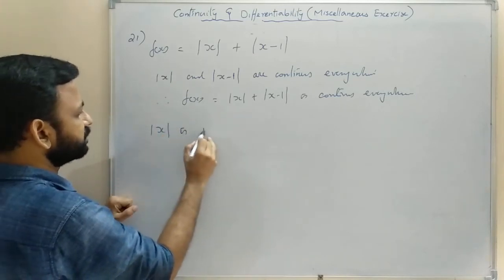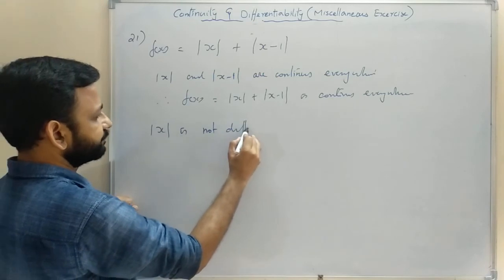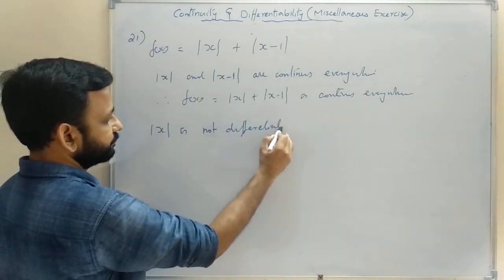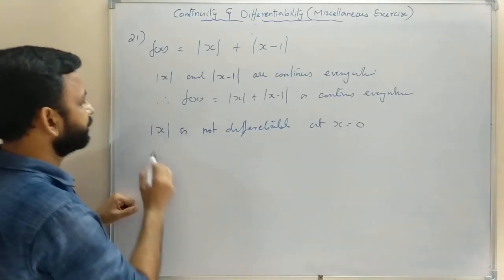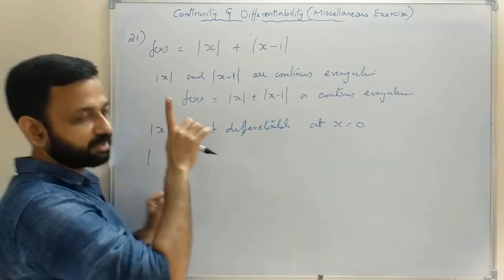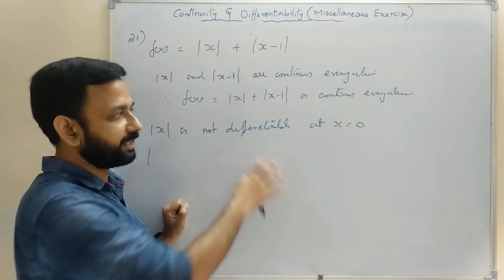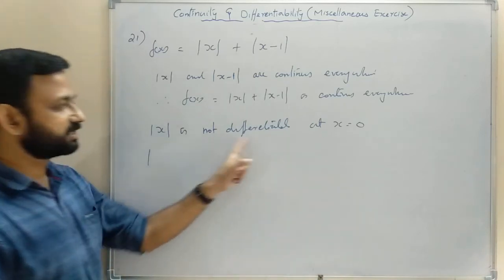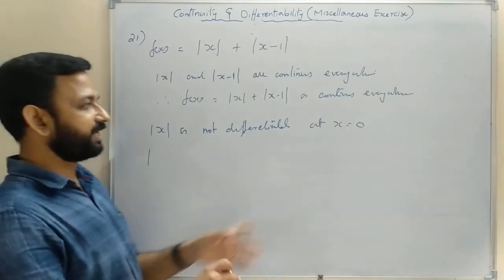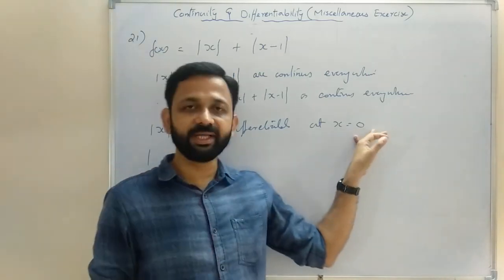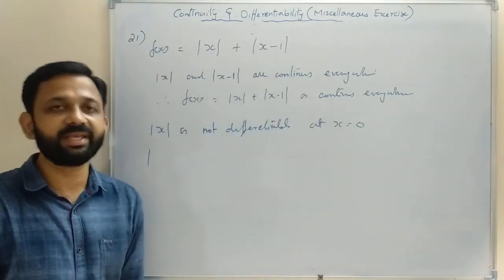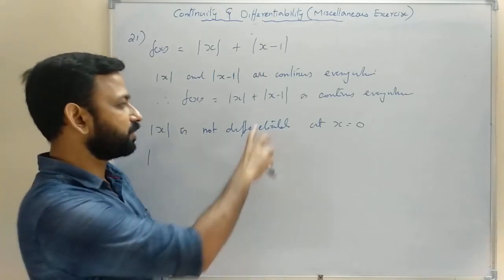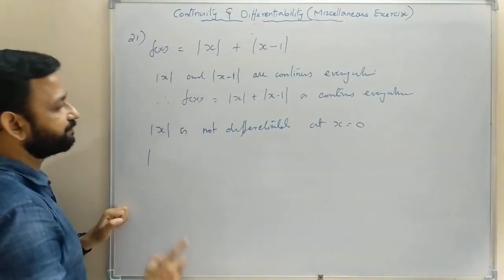Modulus x is not differentiable at x is equal to 0. This is an example on page number 163. I already explained it in the previous class. When you find the left hand derivative and the right hand derivative, both are different. So this function is not differentiable at x is equal to 0. So I am not doing those steps here.